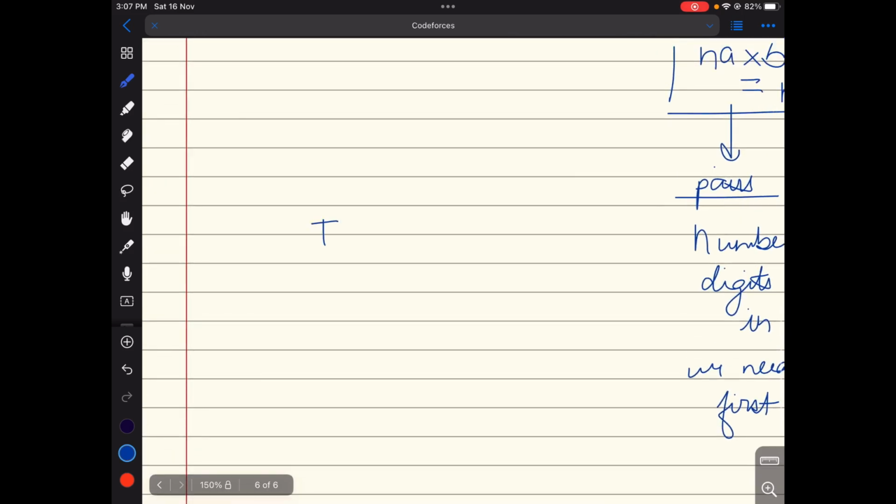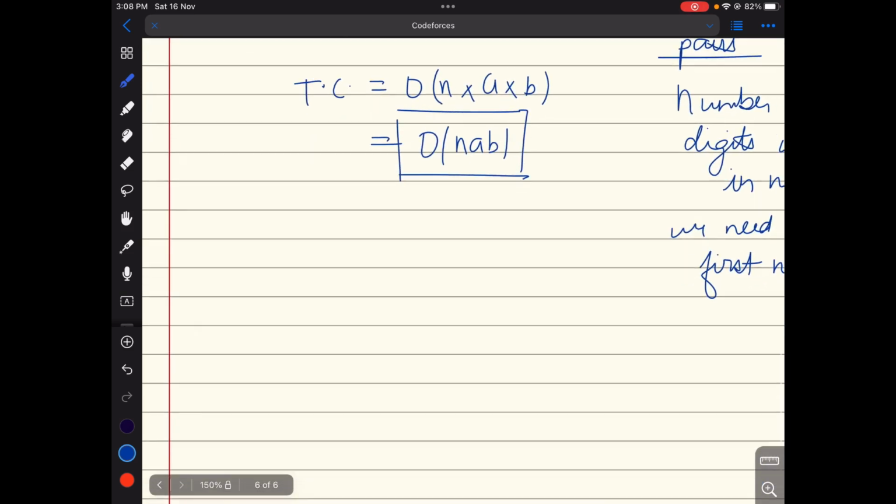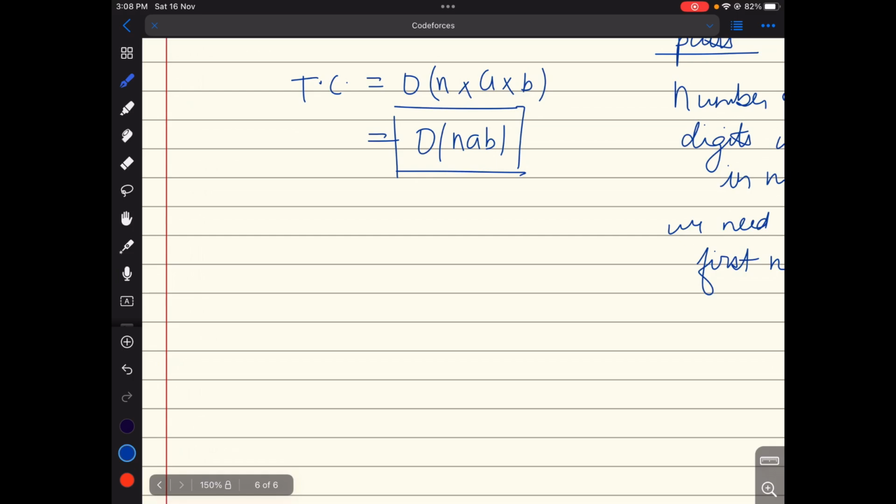Now coming to the time complexity of this question, it will be order of n into a into b. That would be order of nab, which is within the constraints of the problem. Now in the video we will jump to the code as well, like how we can code this. I have solved this question in C++ because of the constraints of the problem. It was easy to solve and took a little bit less time. Otherwise I could have solved it in Java as well.